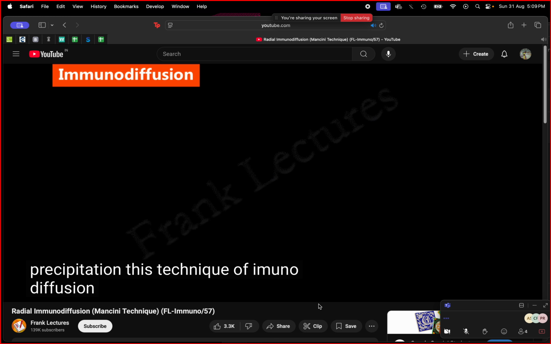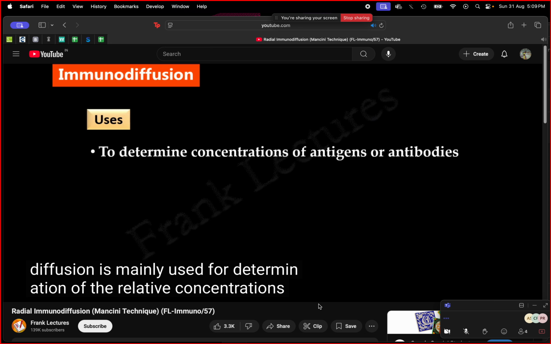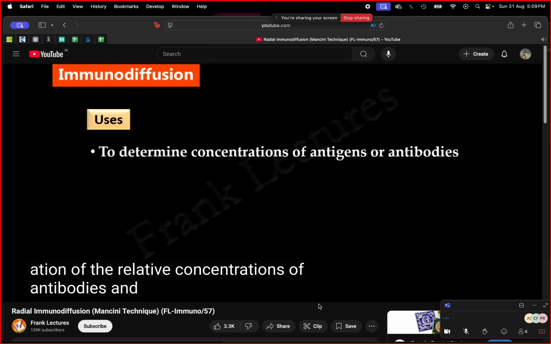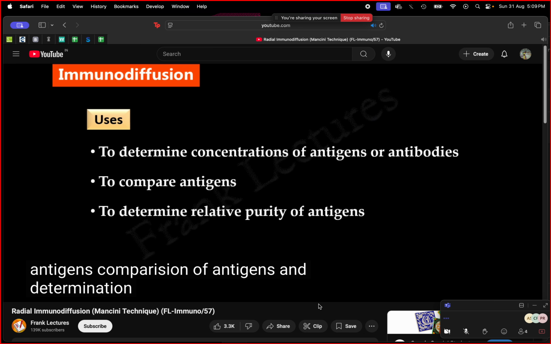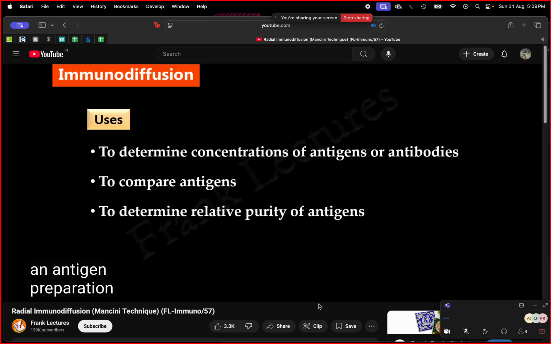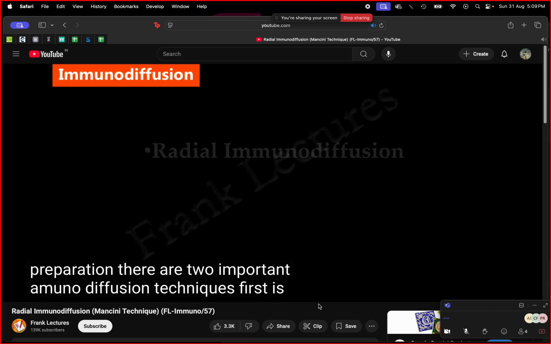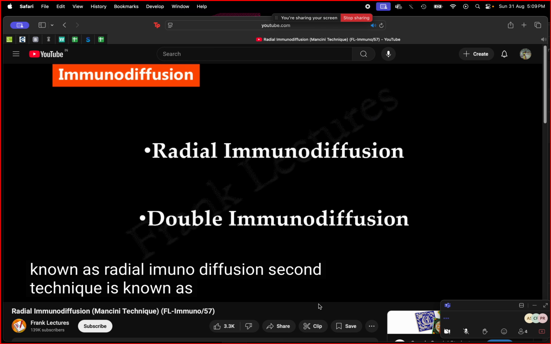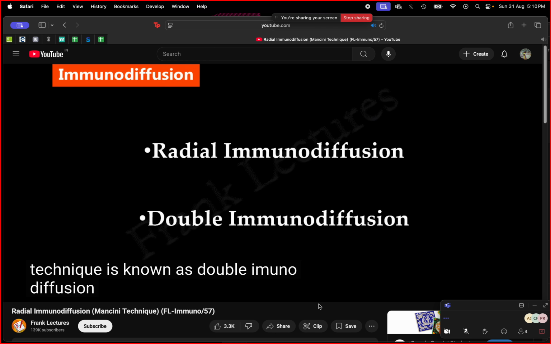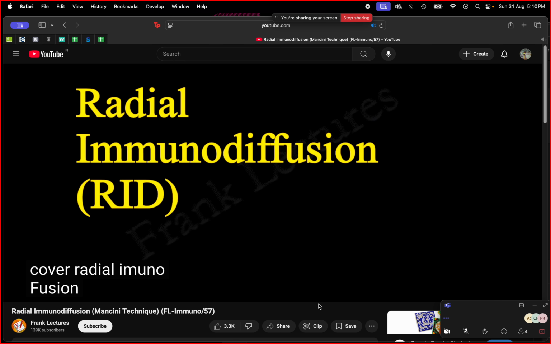This technique of immunodiffusion is mainly used for determination of the relative concentrations of antibodies and antigens, comparison of antigens, and determination of the relative purity of an antigen preparation. There are two important immunodiffusion techniques. First is known as radial immunodiffusion. Second technique is known as double immunodiffusion. In this video lecture we will cover radial immunodiffusion.